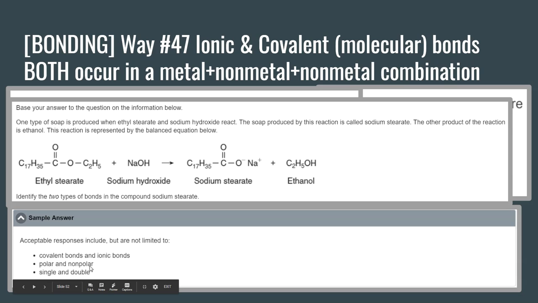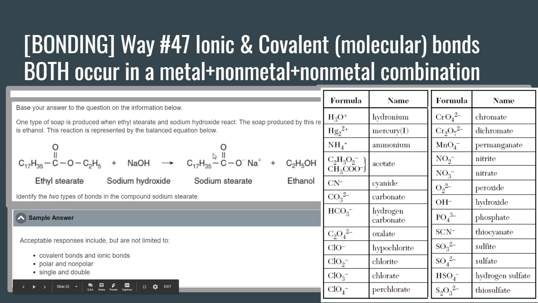Polar bonds, recall, are between two different nonmetals, carbon and oxygen, for example, and a nonpolar bond exists between carbon and hydrogen. So again, when looking for compounds that contain both ionic and covalent bonds, look for that metal, nonmetal, nonmetal combination. And frequently that two nonmetal combination will come from table E, one of the polyatomic ions. A nonmetal, nonmetal combination, for example, like cyanide.